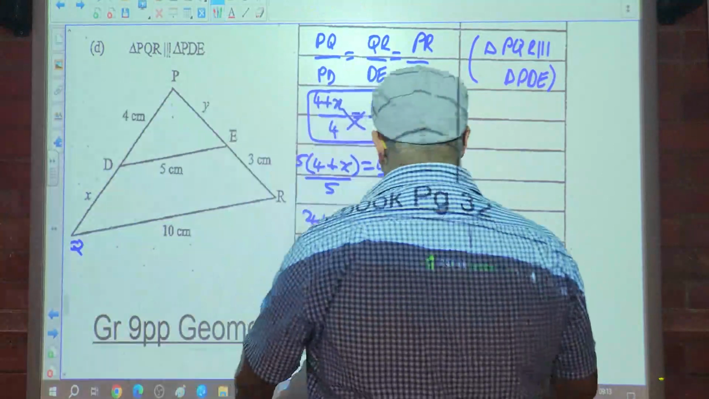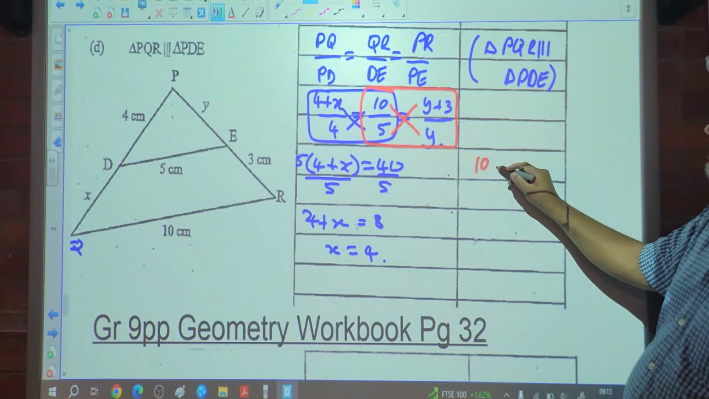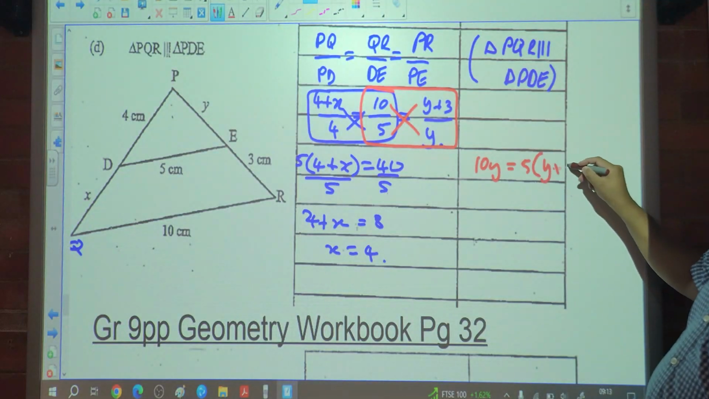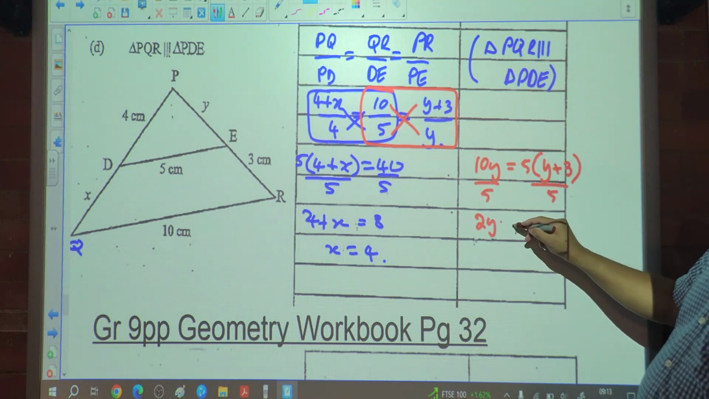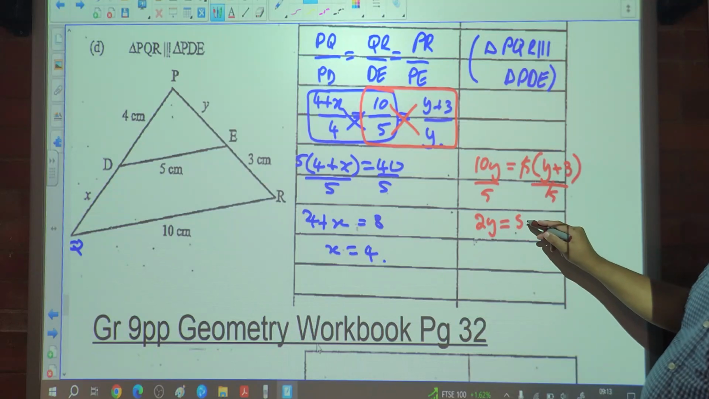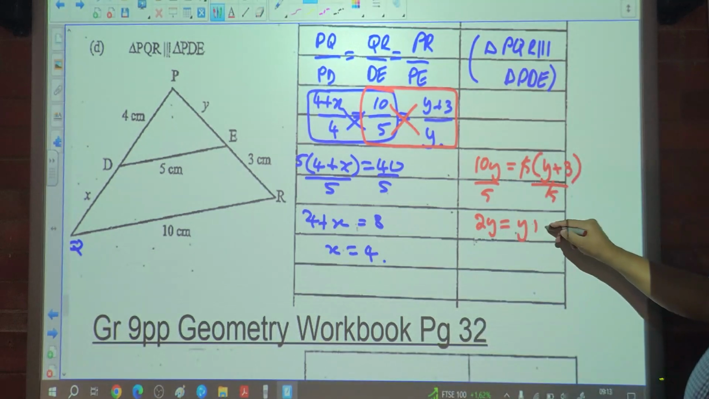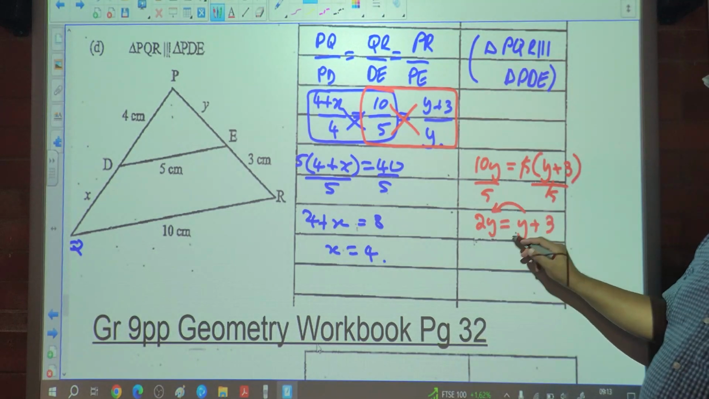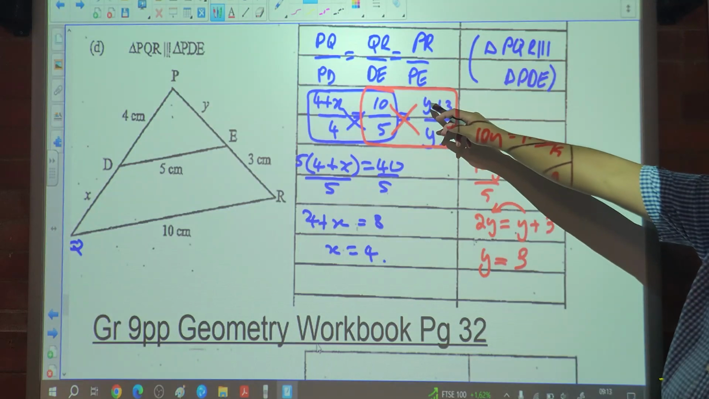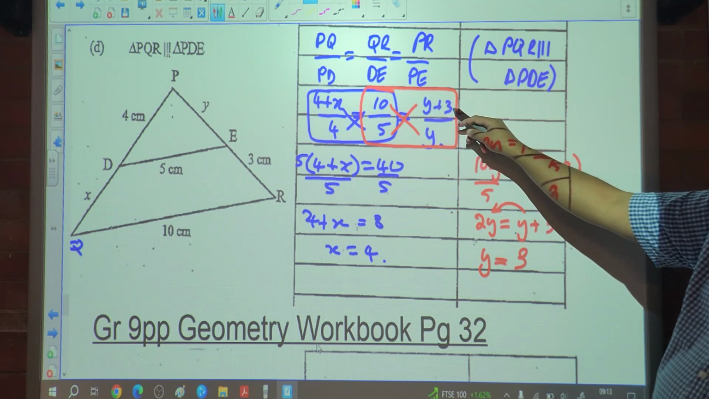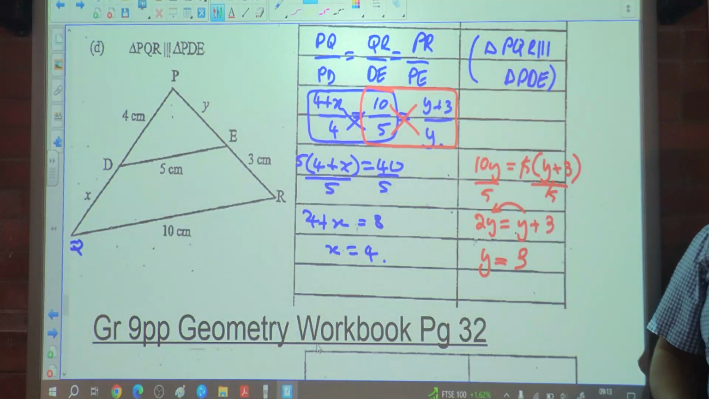Okay? Otherwise, we block these two off. Cross multiply. So it's going to be 10y is equal to 5 into y plus 3. Divided by 5 both sides. So 2y is equal to y plus 3. So you get y over the equal sign: 2y minus y is y. So y is equal to 3. And we can test it. What's 3 plus 3? 6. And 6 over 3 is 2, as 10 over 5 is also 2.